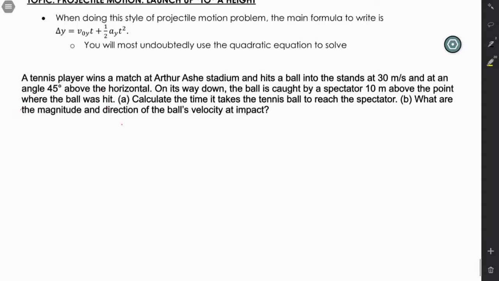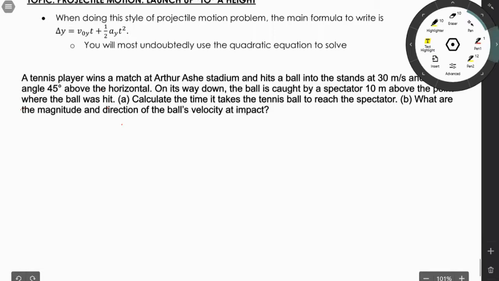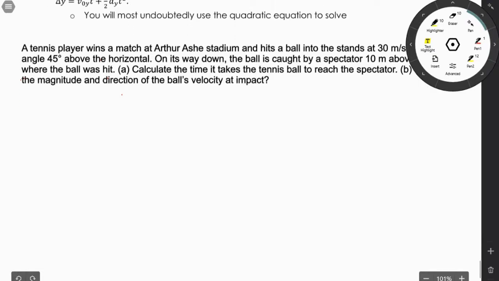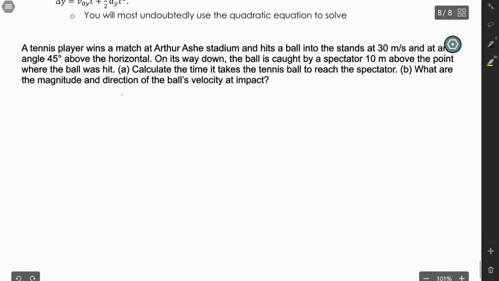Okay, so here's the last projectile motion problem. We have a tennis player winning a match at Arthur Ashe Stadium. The ball is hit at 30 meters per second at an angle of 45 degrees above the horizontal. On its way down, the ball is caught by a spectator, who is 10 meters above where the ball was hit. Calculate the time it takes the tennis ball to reach the spectator, and what are the magnitude and direction of the ball's velocity at impact?